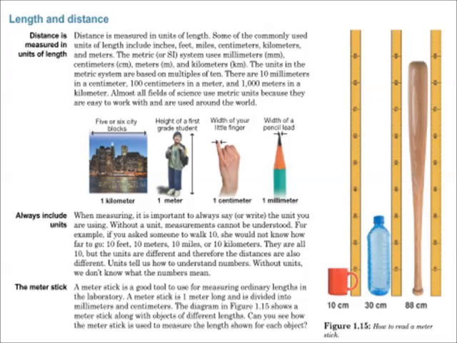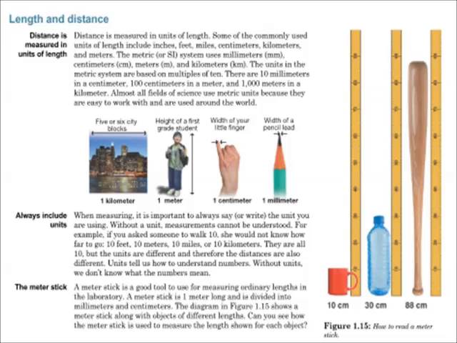And distance. Distance is measured in units of length. Some of the commonly used units of length include inches, feet, miles, centimeters, kilometers, and meters. The metric, or SI system, uses millimeters (mm), centimeters (cm), meters (m), and kilometers (km). The units in the metric system are based on multiples of 10. There are 10 millimeters in a centimeter, 100 centimeters in a meter, and 1,000 meters in a kilometer.